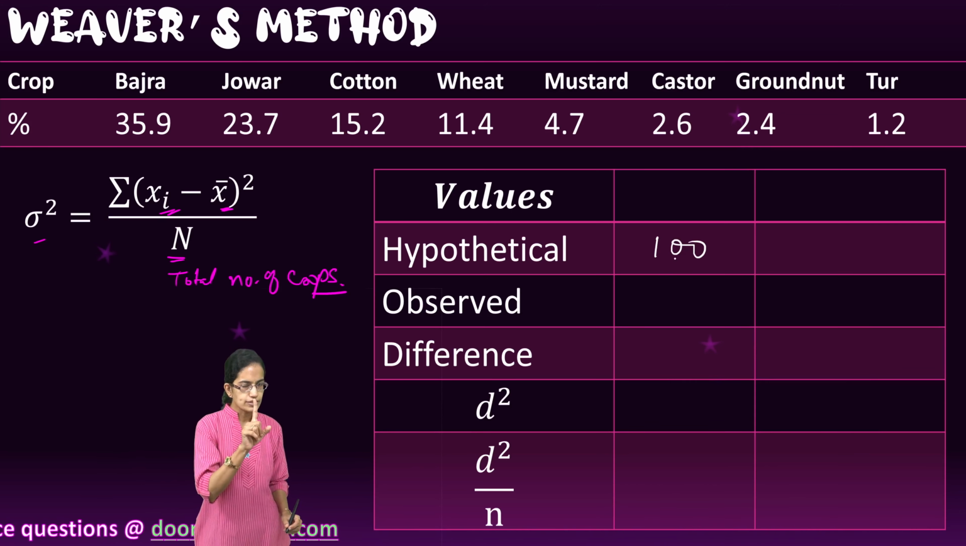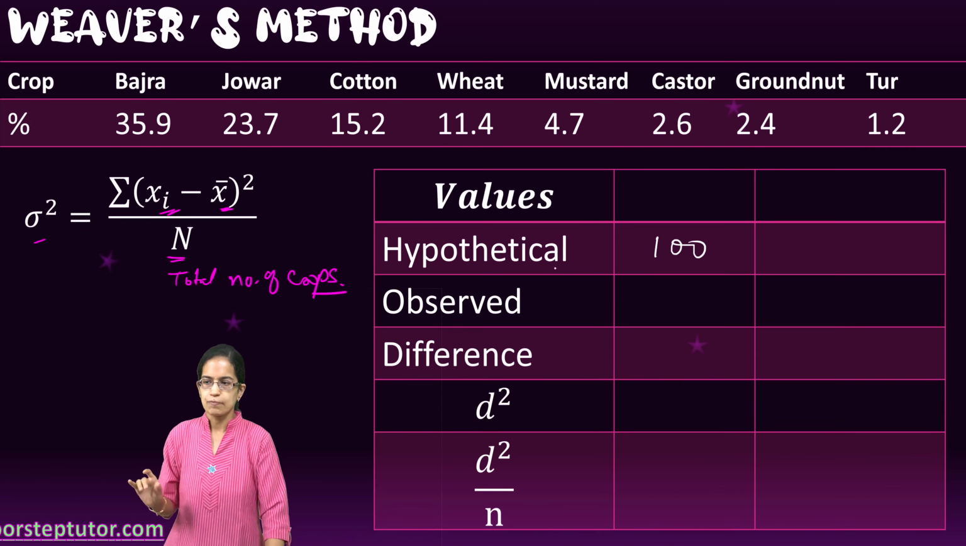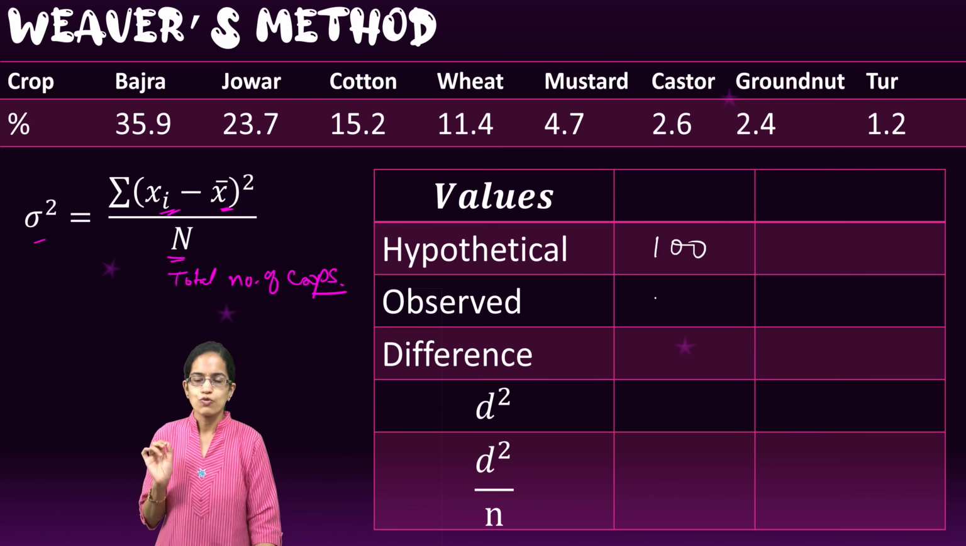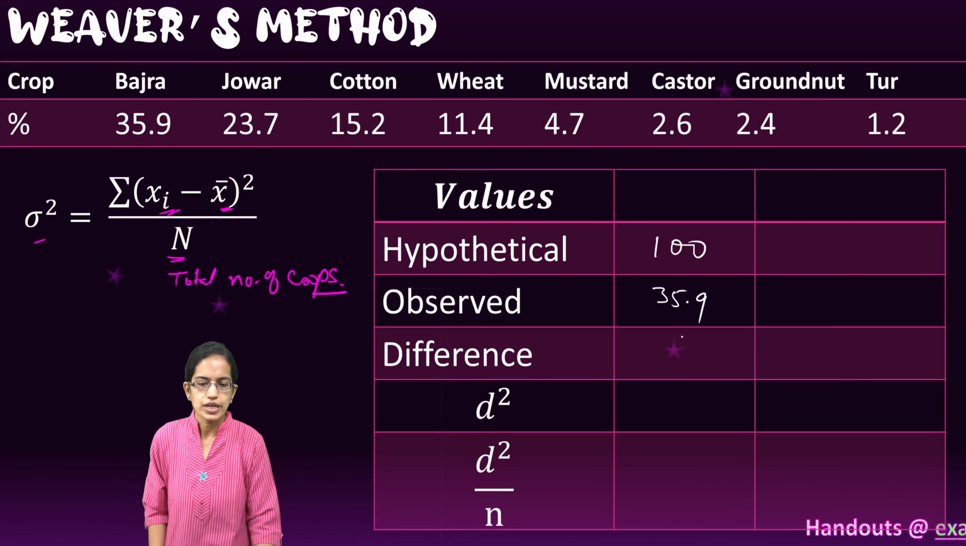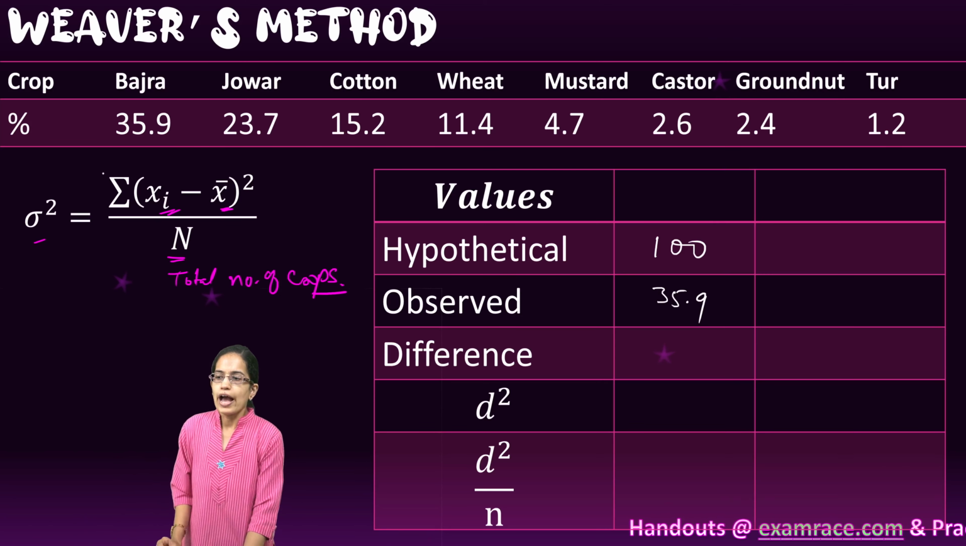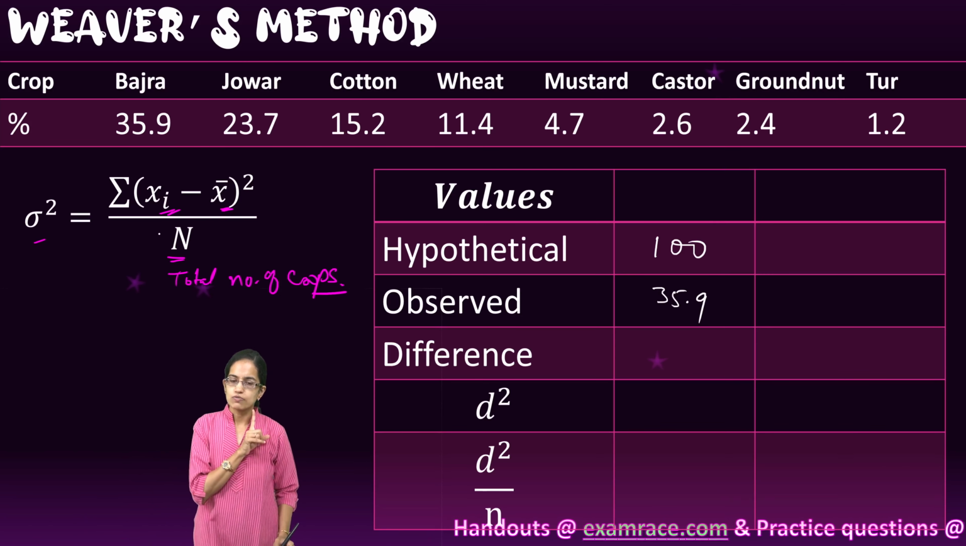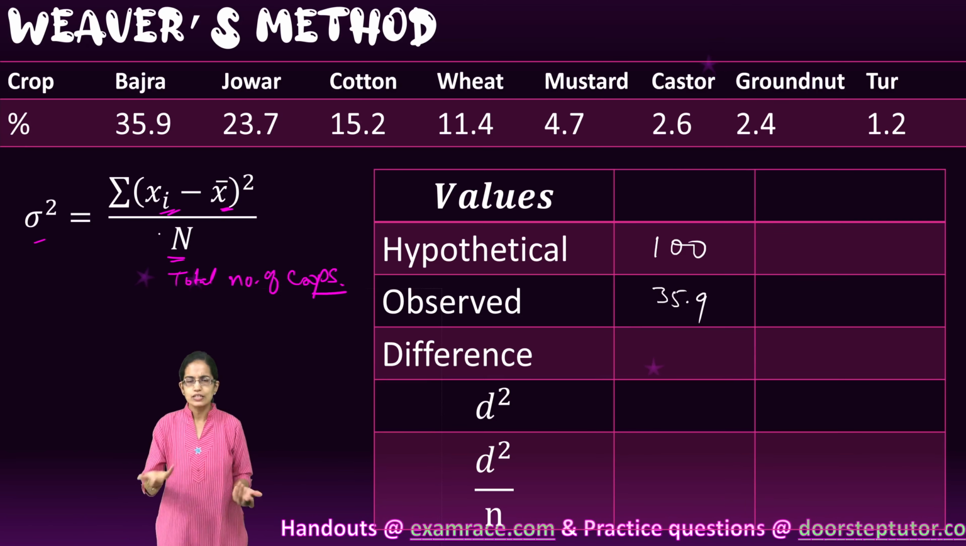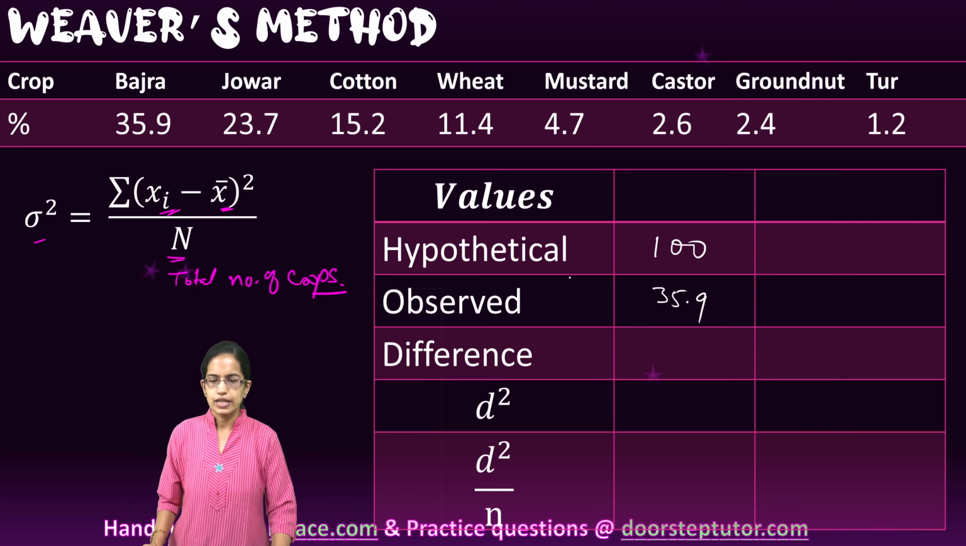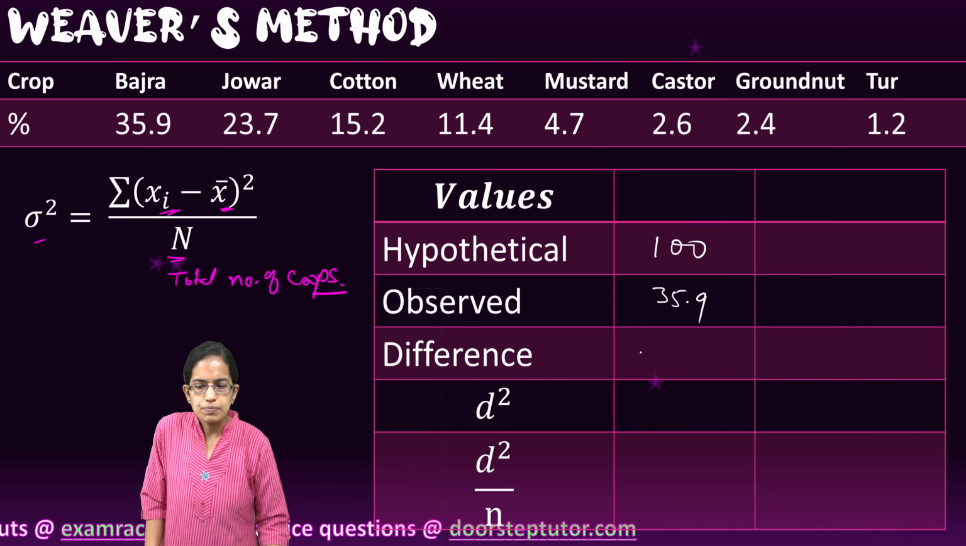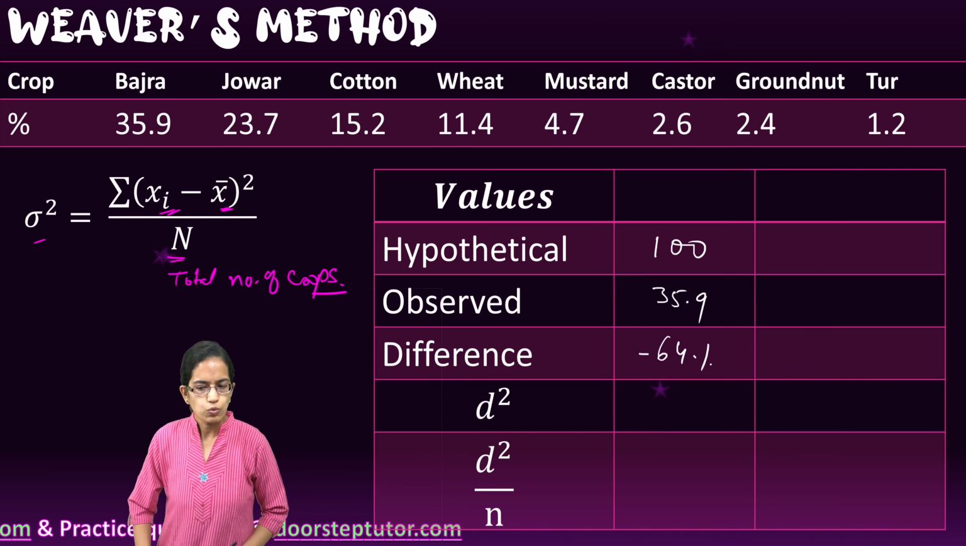I have just one crop. I take it as 100. My observed value for bajra is 35.9. So I find the difference and the summation of the difference. Now here no summation, just one crop, so the difference I would take directly. My difference comes up as minus 64.1.